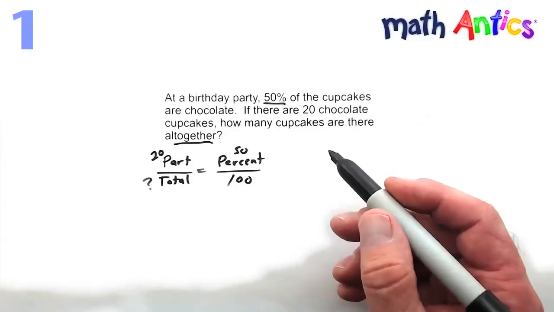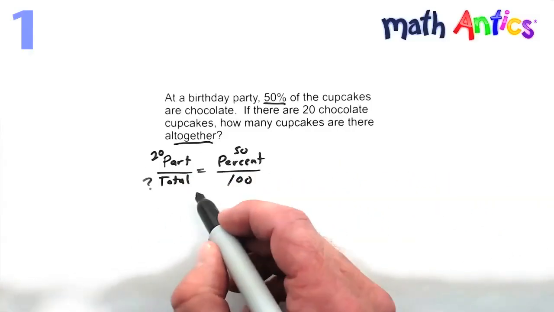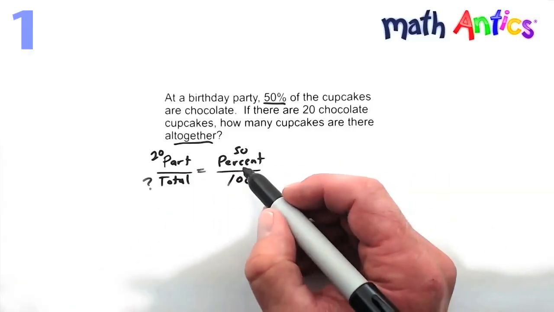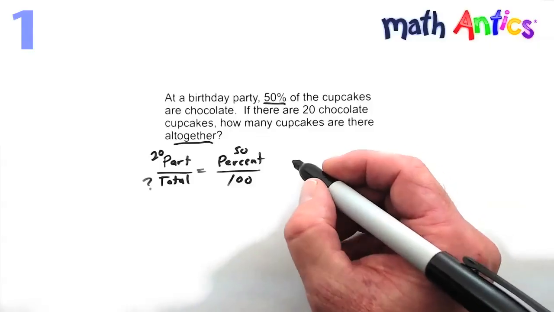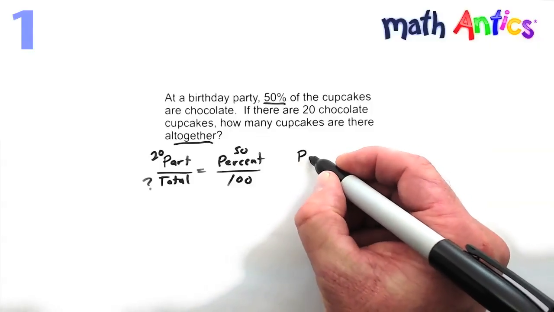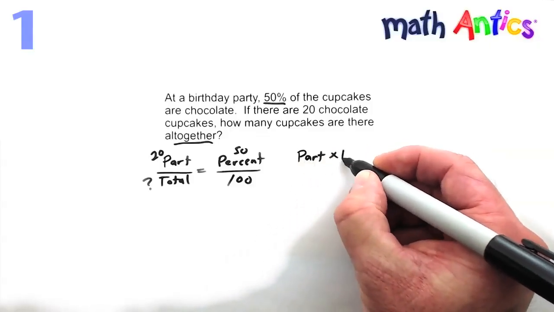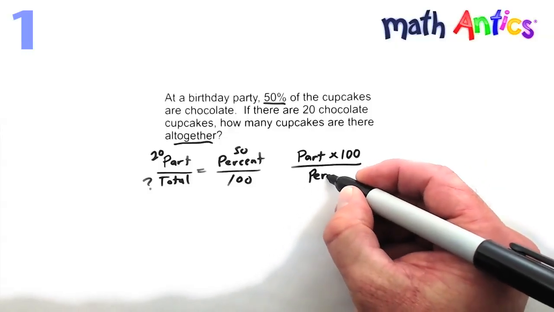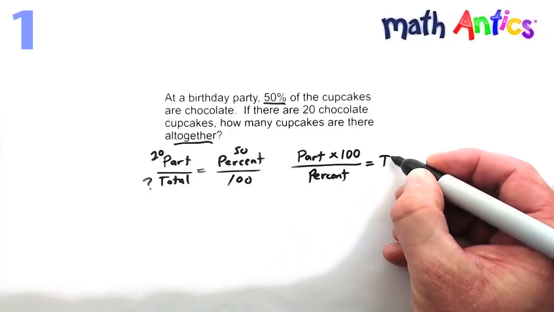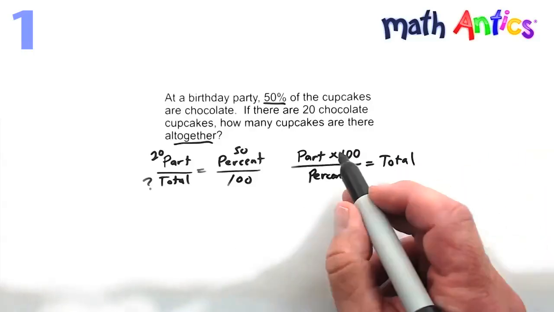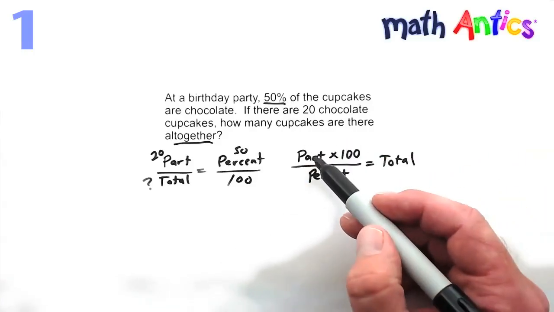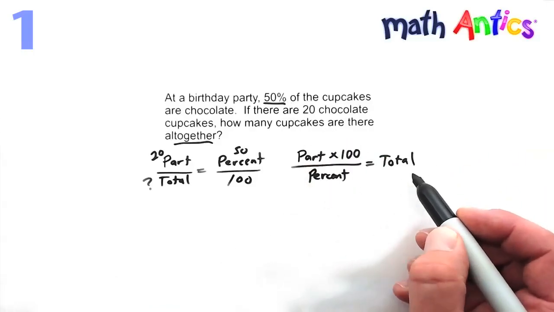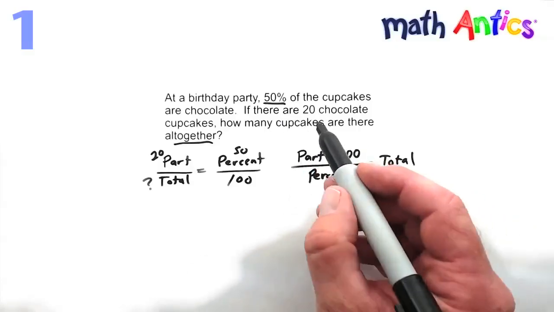How do we do that? Well, in the video, we saw that we could rearrange this form of the percent to a formula like this: part times 100 divided by the percent is equal to the total. So we just need to use this formula and plug in what we know, and that'll tell us what we don't know, the total. Okay, so we just substitute in.